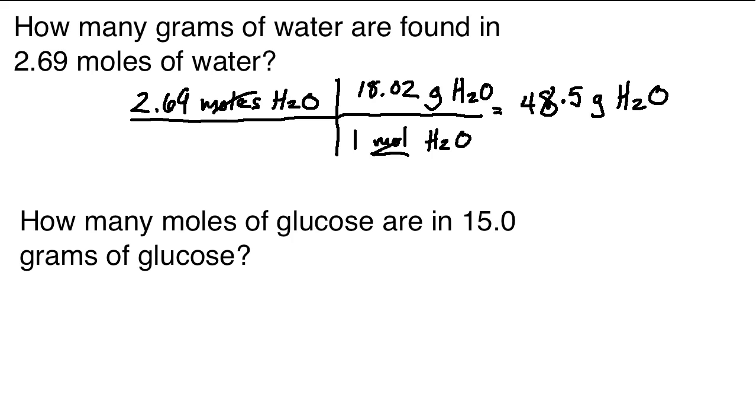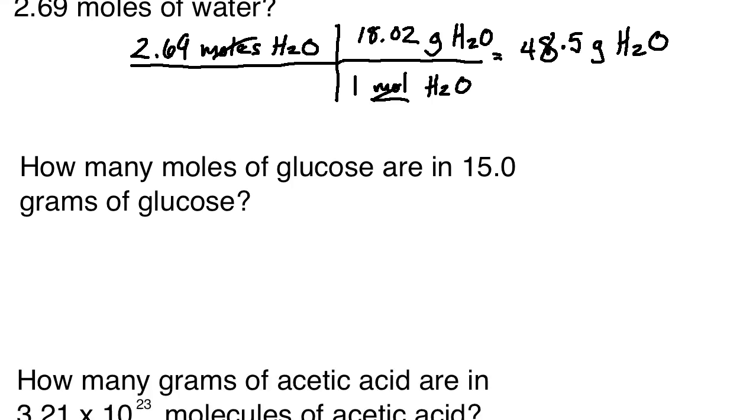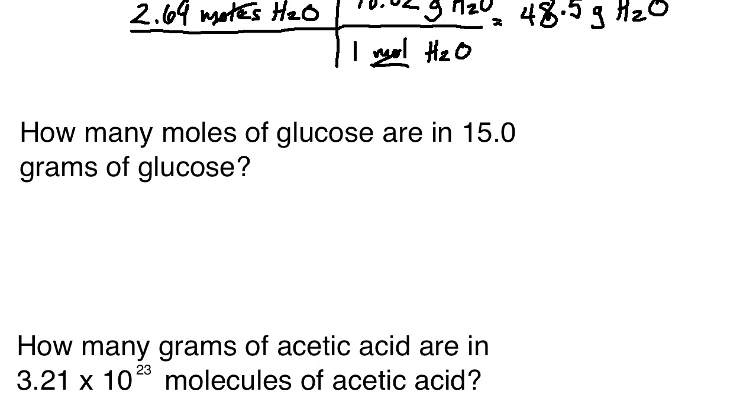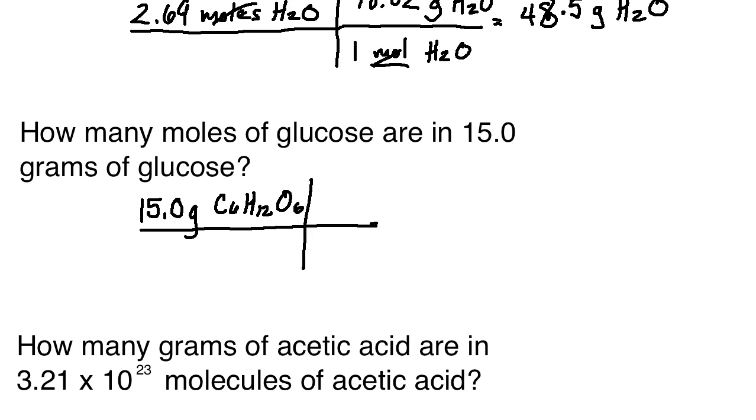Right? So the next problem is sort of working the opposite of that, because it's giving you the grams and it wants the moles. So you always want to start these problems out with what you're given. You have 15 grams of glucose. Okay, so I'll just abbreviate this here, C6H12O6. Use the formula.